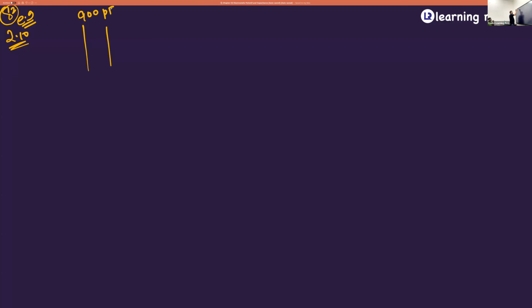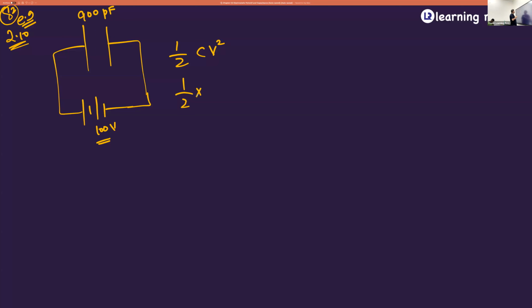900 picofarad is charged using a 100-volt battery. If this is the scenario, then what is the energy that is going to get stored in it? It's going to be half CV square. So half into C, which is 900 into 10 power minus 12 into 100 square, which is going to be 10 power 4. So 10 power 6 into 10 power minus 12 is 10 power minus 6.